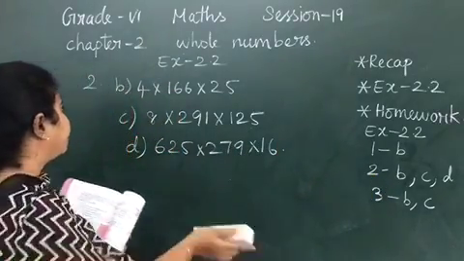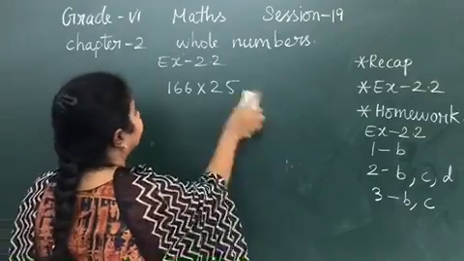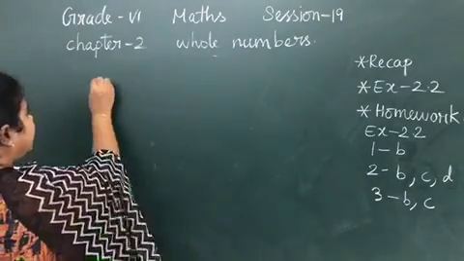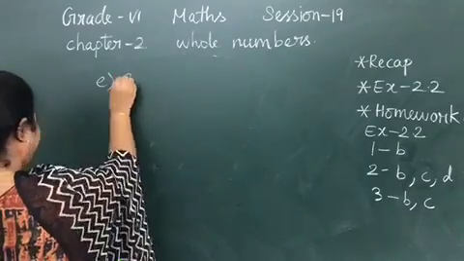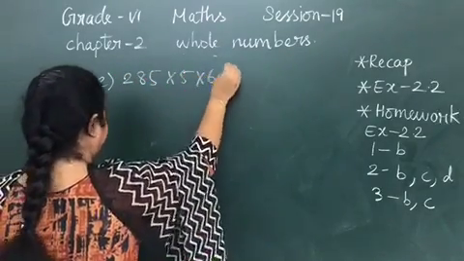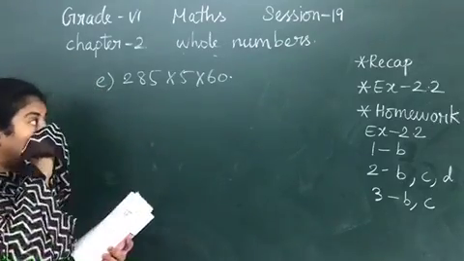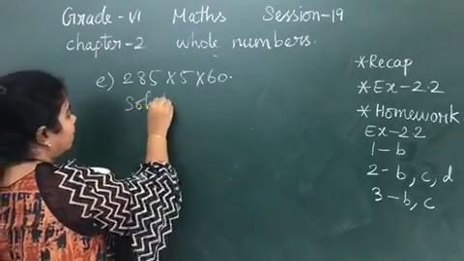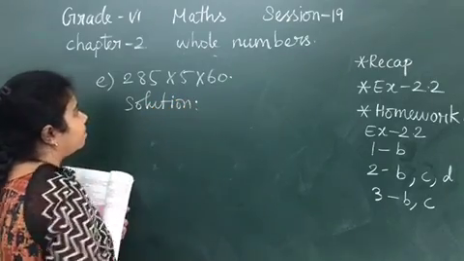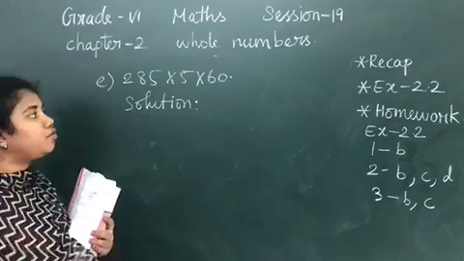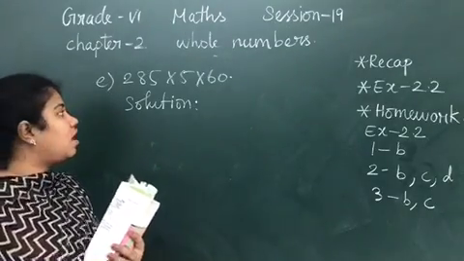Now listen. See the E sum now. 285 into 5 into 60. This is our sum now.